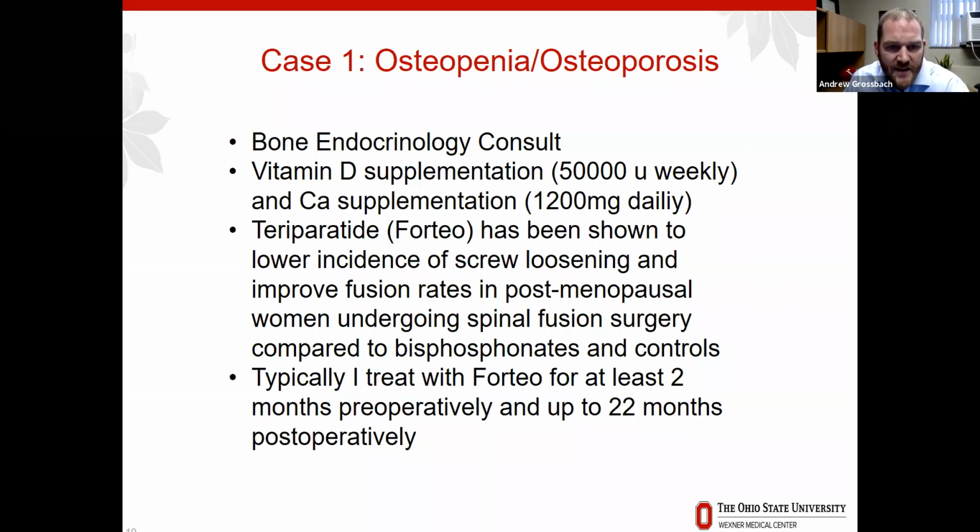So they need vitamin D and calcium optimization. Like I said, there are some studies that show it might not be worth testing. Just supplementation is pretty cheap, cost effective and low risk. So probably getting them on supplementation is a good idea. And then a lot of these patients are getting on Forteo. There's good data that shows it improves fusion rates and decreases screw loosening in postmenopausal women undergoing spinal fusion surgery. At 72, she's clearly postmenopausal. I typically treat with Forteo for at least 2 months preoperatively, and then up to 2 years total, as it's approved for use up to 2 years in the U.S.